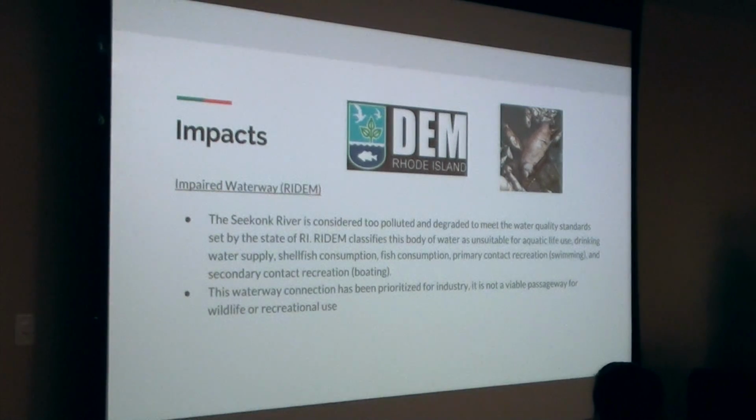So some of the impacts of the water pollution is the categorization of the Seekonk as an impaired waterway. The Rhode Island DEM has made this classification. So basically the Seekonk River is considered too polluted and degraded to meet water quality standards set by the state. So it is not safe for aquatic life, drinking water, shellfish consumption, fish consumption, primary contact recreation such as swimming, and secondary contact recreation such as boating, but there is a lot of boating and kayaking and rowing activities on the river, so making sure that those activities are safe for everyone that is participating is very important. And this waterway connection has been prioritized for industry and not for wildlife passageway or for recreational use.